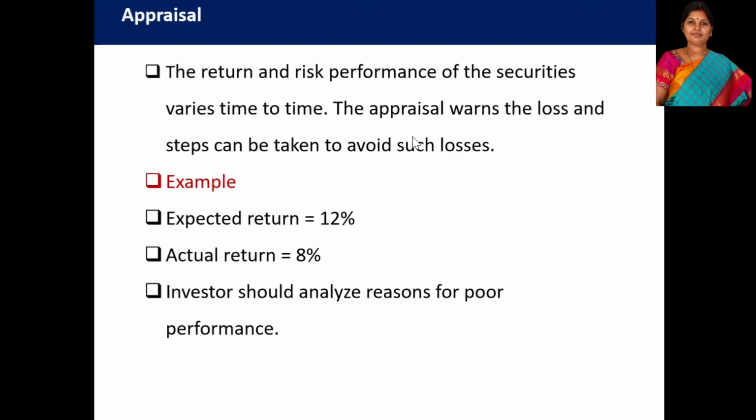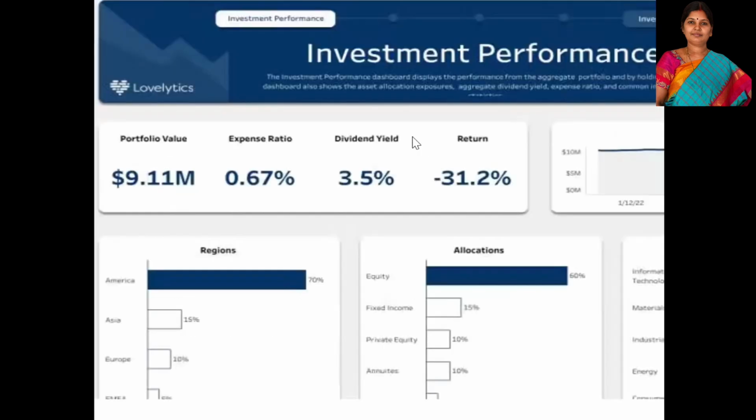There is one example. What amount of interest have you expected? 12%. But how much have you received? Actually 8%. So here what the investor should do, he should analyze reasons for poor performance of this particular share and take necessary actions. So here you can see investment performance of different investments. Like this, they will make appraisal, whether they are increasing or decreasing. If it is increasing, how much it is increasing. So here they have made analysis about equities, fixed incomes, private equities, annuities.